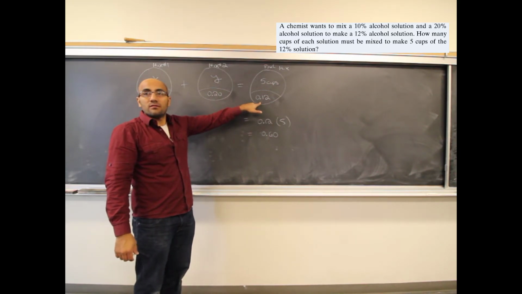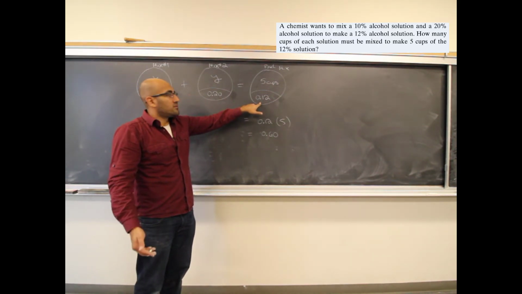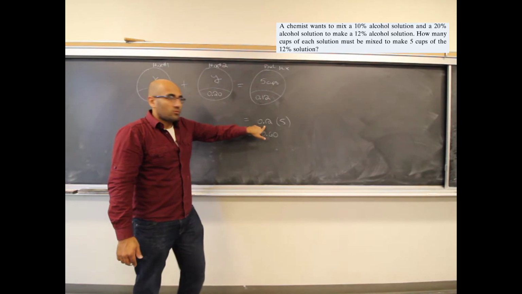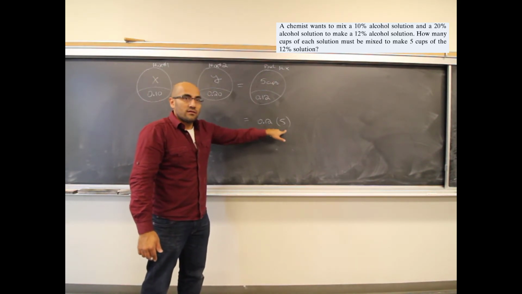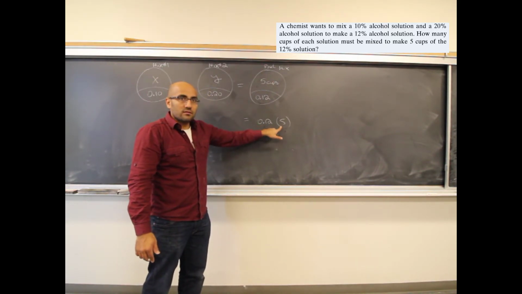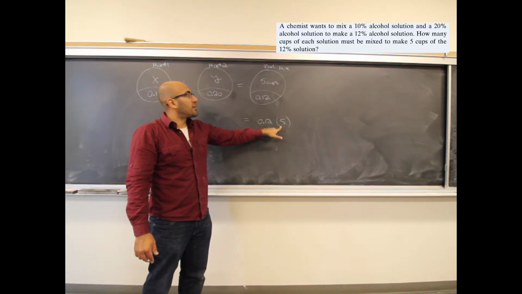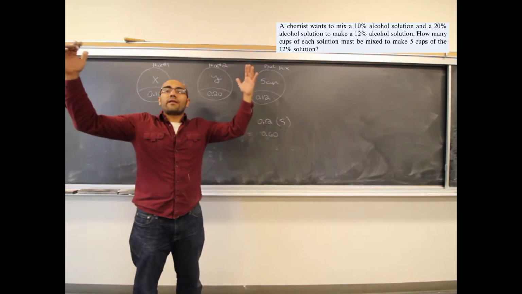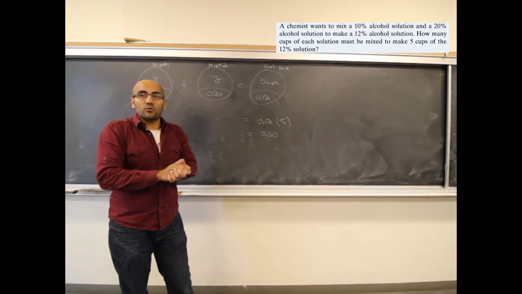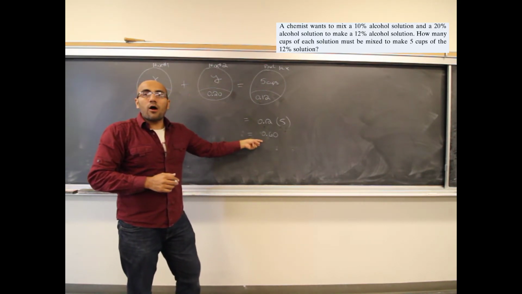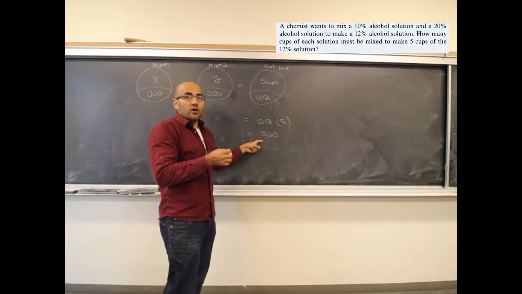12% what? 12% alcohol. So when I multiply, what did we get when I multiplied the percentage times the total number of M&Ms? It gave you how many brown ones there were. So in this case, this gives you how much pure alcohol there is, right?